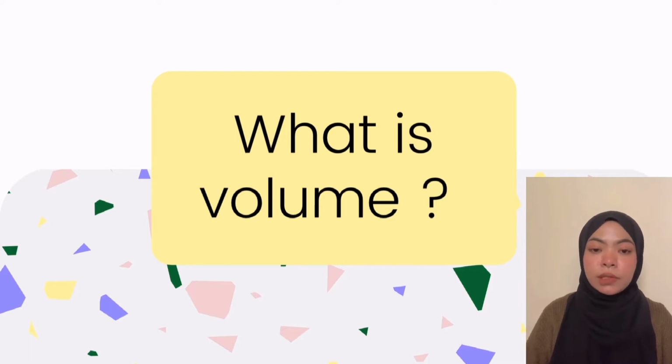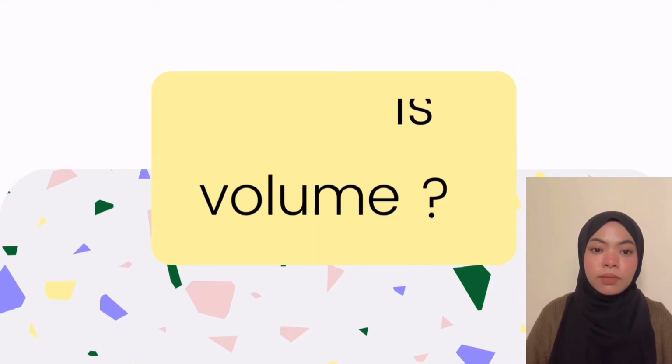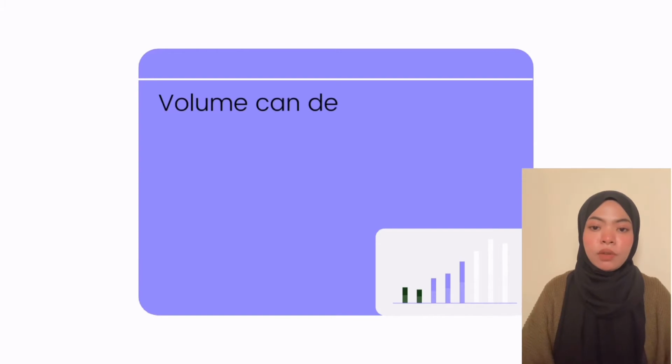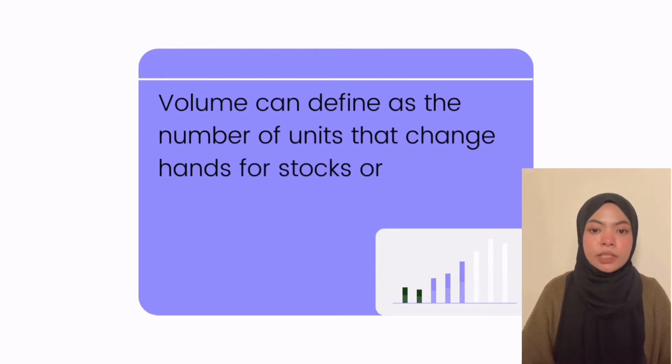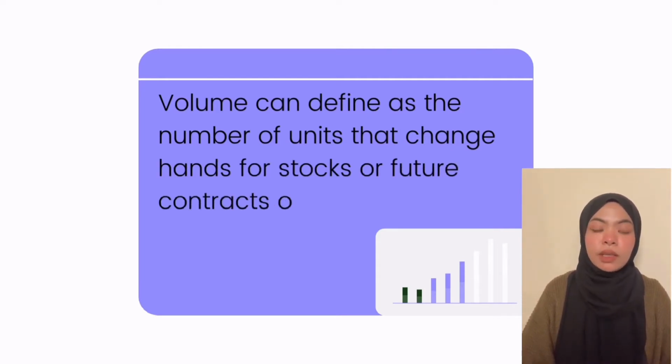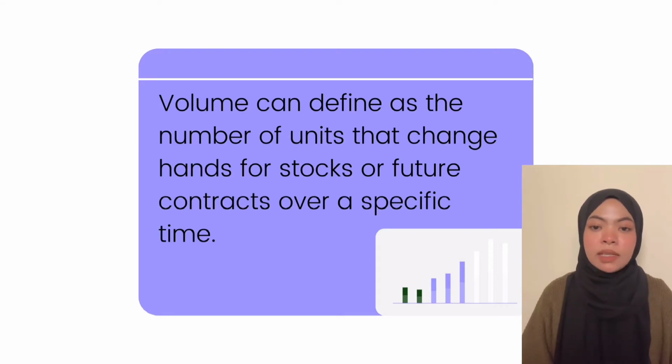So, what is volume? Do you have any idea? In trading, volume can be defined as the number of units that change hands for a stock or future contract over a specific time. Traders rely on volume as a key metric. This is because volume lets them know the liquidity level of an asset and how easily they can get into or out of a position close to the current price. In other words, volume analysis is a technique used to determine the trades that a trader will make by discovering the relationship between volume and prices.